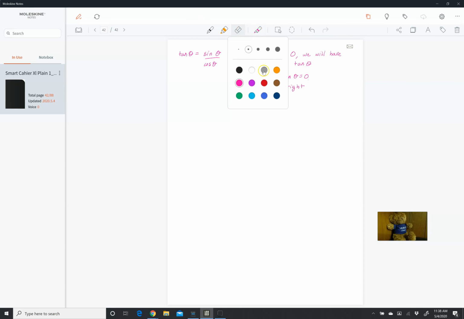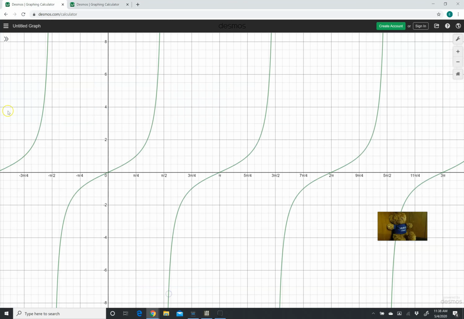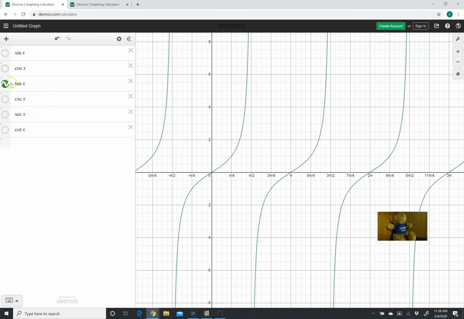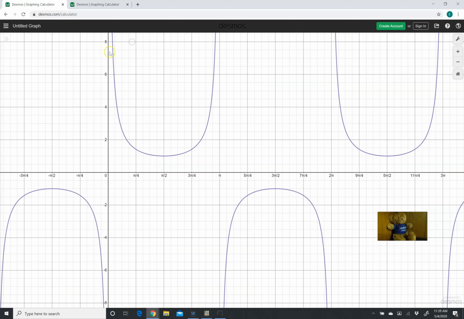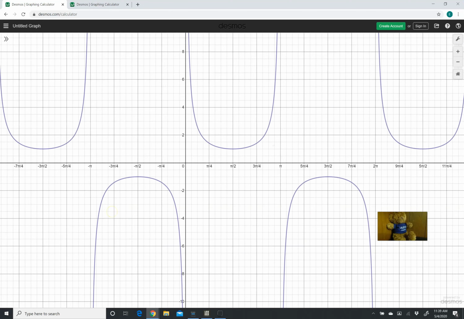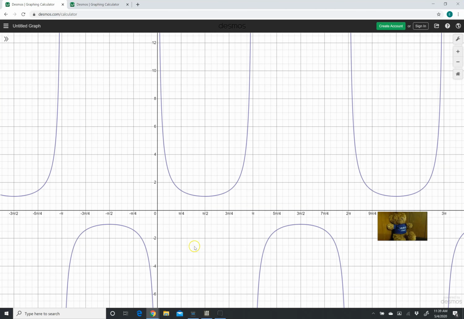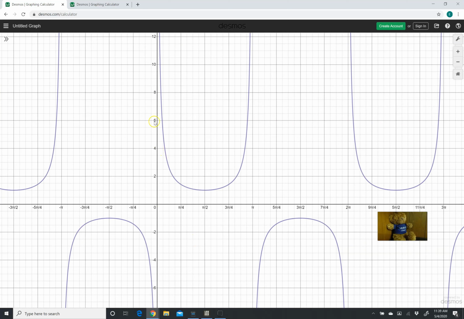Let's look at a different graph. Let's look at cosecant. Here's cosecant of x. Looks crazy, right? It looks almost like we took a graph and turned it inside out. Why is this cosecant? First of all, if you look, we have asymptotes here. We have asymptotes at 0. We have asymptotes at pi. We have asymptotes at 2 pi.